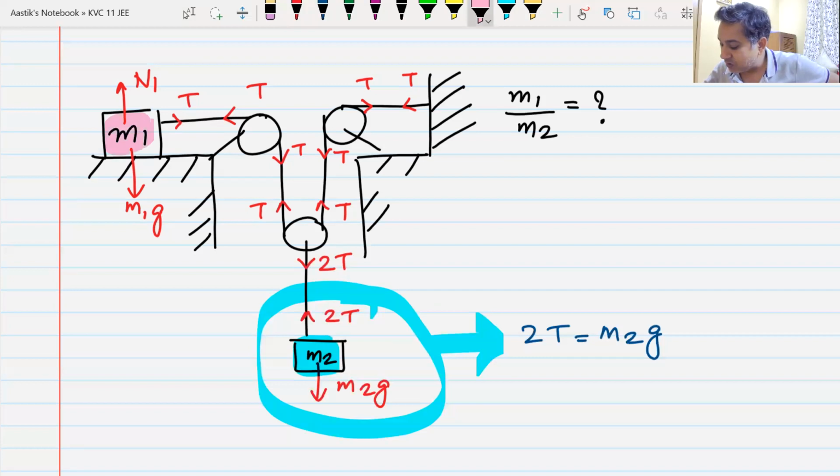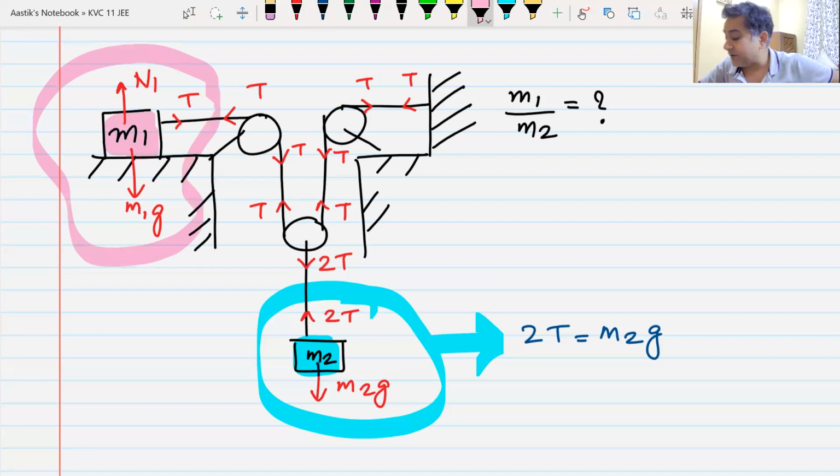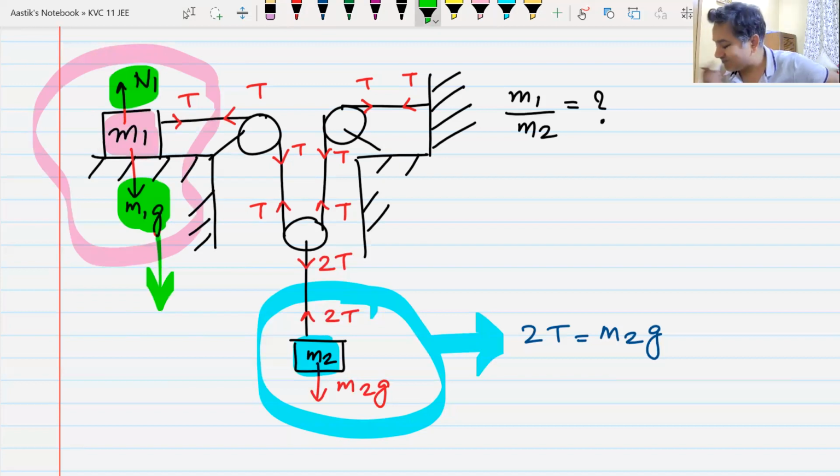Then we come to the pink block, and this is the free body diagram of the pink block. We must have the equation along the y-axis. Along the y-axis we have N1, and we have the downward force M1g. So we can write the y equation: N1 is equal to M1g. Yes or no? We got up till here.